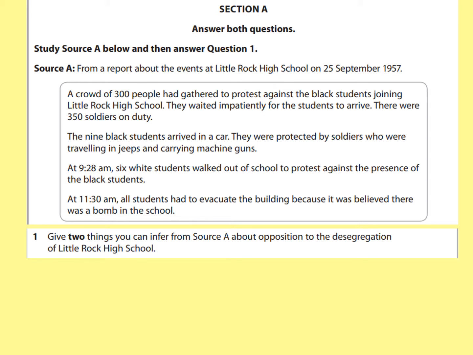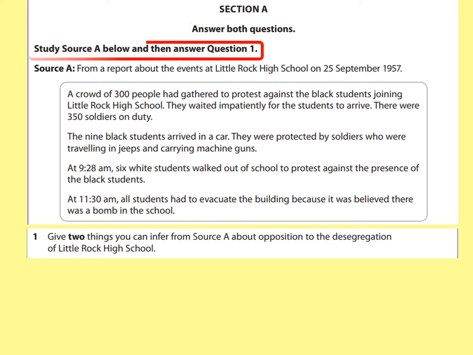Let's first of all consider the wording of the question and the instructions that come with it. It's really important to pay attention to every word of this so that you don't make stupid mistakes like answering too few or even too many questions. This is Section A. The first instruction says answer both questions. So there'll be 2 questions here, one on a source and one using your knowledge and explanation skills. We're going to be focusing on the source question today.